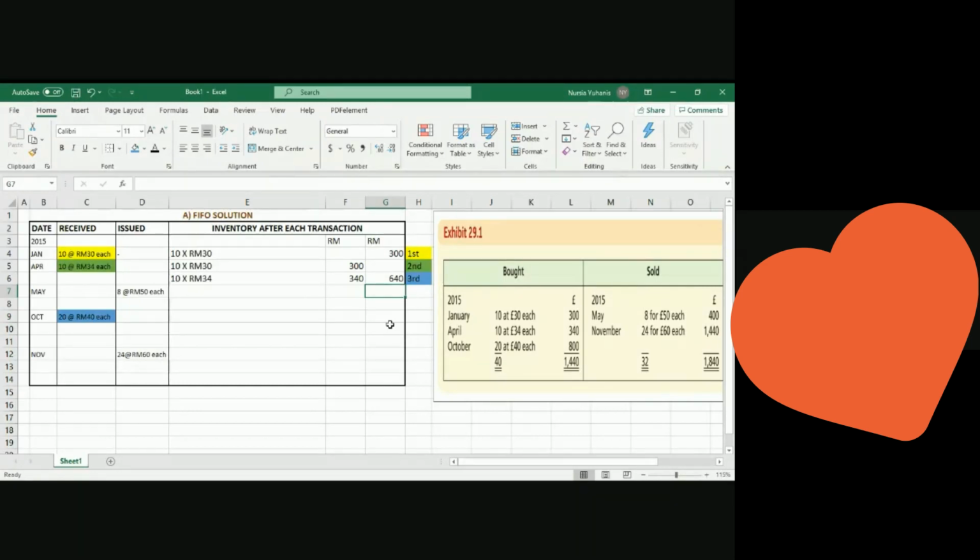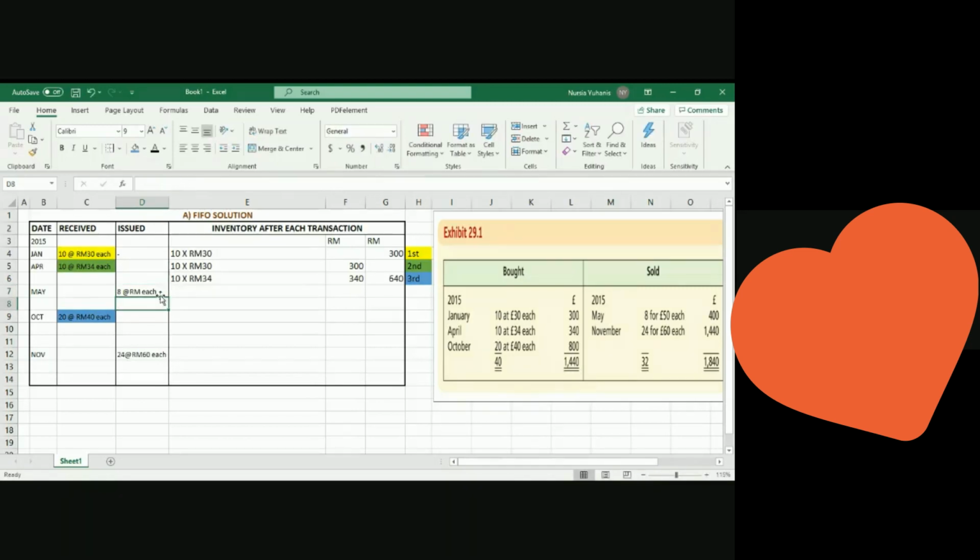Alright, I will keep going. After May, you can see on the sales column we have sales of 8. This time the receive column is none, but on the issued column you have 8 at 50. For this time, the selling price you need to ignore. I purposely put 50 here because I want you to understand that this is from the question, but in terms of your calculation, I changed this. I deleted the amount.